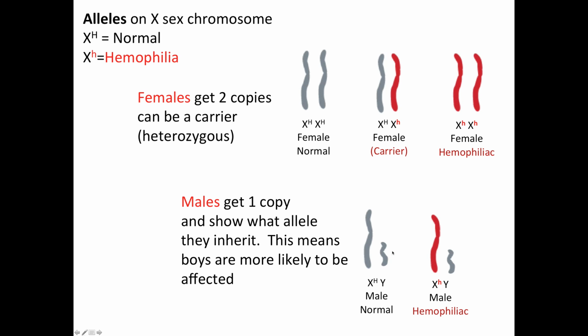So if they receive a Y and are therefore male and their other X chromosome is normal, then they'll be normal. But if their X chromosome carries the hemophiliac allele, even though they've only gotten one copy of it, unlike women that can get one copy and still be normal, there's no other X chromosome to provide the males with the proper protein. So the one allele that they get is going to actually determine their genotype and their phenotype, and they will actually develop hemophilia.